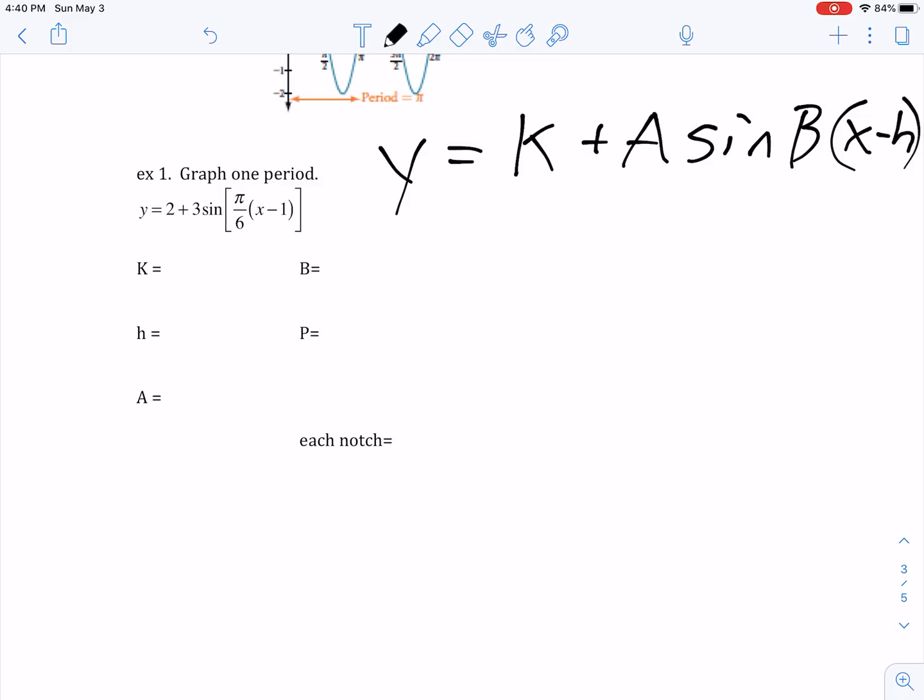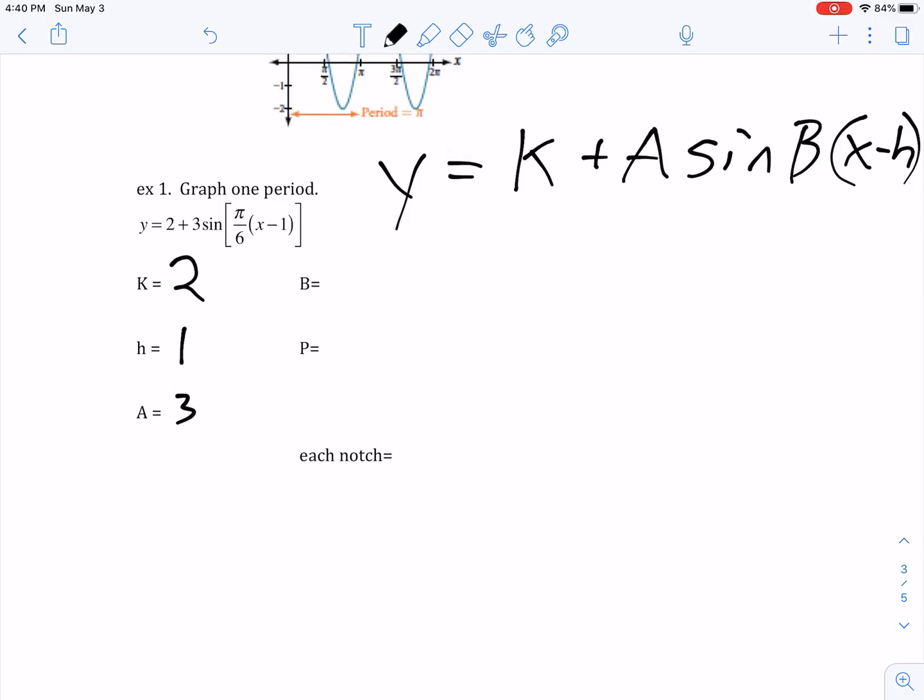Okay, so in this one, our K is 2. Our H is 1. Why is it 1 and not -1, right? We see it's the opposite of what you see. That negative is going to change out to be positive, right? Because of negative H. Okay, and it's very similar to the parabolas that we're graphing. Our amplitude is 3. Our B is pi over 6. Okay, you'll see the B's are a lot of times in terms of pi. Okay, our period is always going to be 2 pi over B.